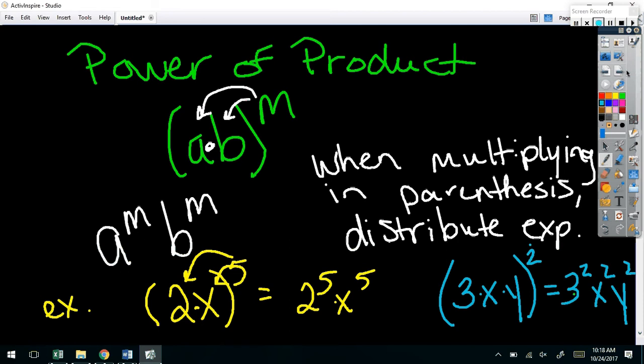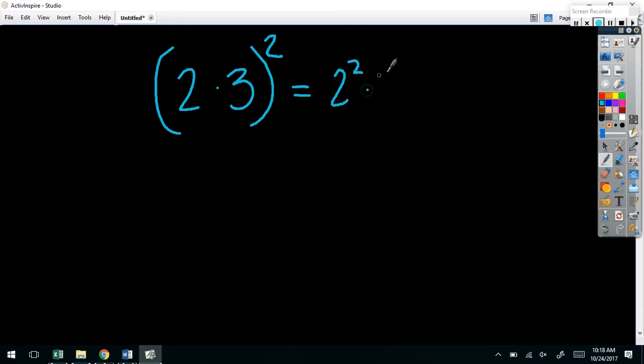Like you could do 6 squared, or you could do 2 squared, which is 4, and then a 3 squared, which is 9, and then times them, and you'll get the same thing. Do it both ways and watch. 2 squared times 3 squared.